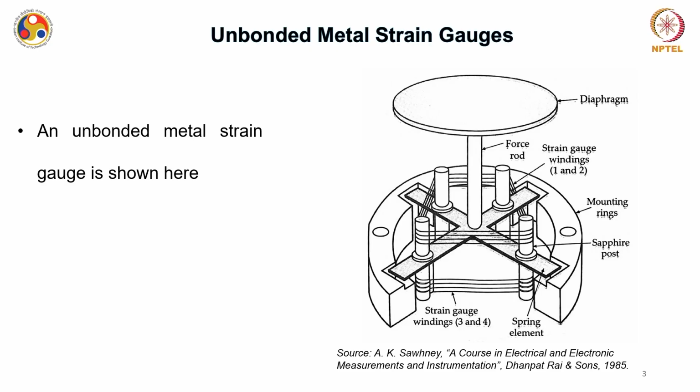The unbonded metal strain gauge is shown over here. You can see that it has the strain gauge windings: this is 1 and 2 windings, and you have another, strain gauge winding 3 and 4. These 1, 2, 3 and 4 are very important because they are mostly utilized in a Wheatstone bridge, and we will recall these numbers there. You have a spring element and a force rod, and on top you have a diaphragm where any kind of pressure or whatever you are measuring is applied.